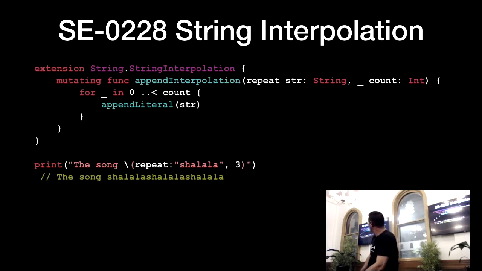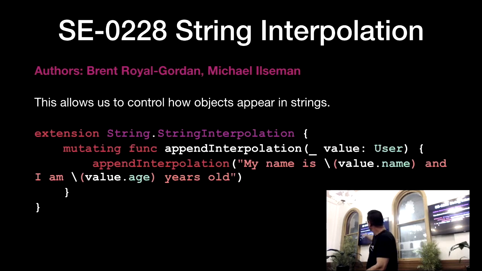Now, here's an example. So you can use a mutating function. And if you see, yep, this one has a value which is user. That means you can actually overload the function with different parameters, and it'll actually work accordingly. So here we are actually passing a user, and we're saying my name is value.name and value.age.